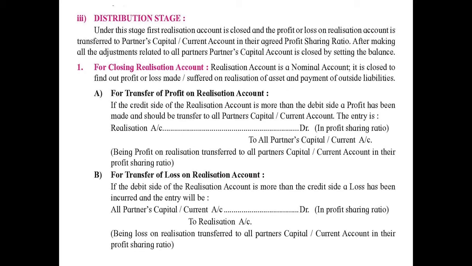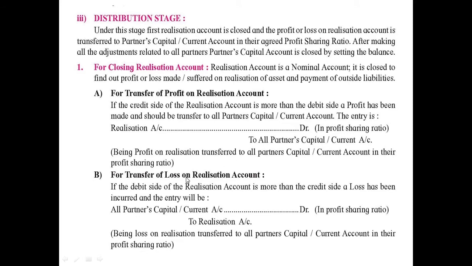And whenever we transfer this realization profit to partners' capital account or current account, at that time we have to pass this entry: realization account debit, to all the partners' capital or current account. If in the old balance sheet current accounts are given, then first we have to make the current account of all the partners. So all the entries will be recorded through current account first.